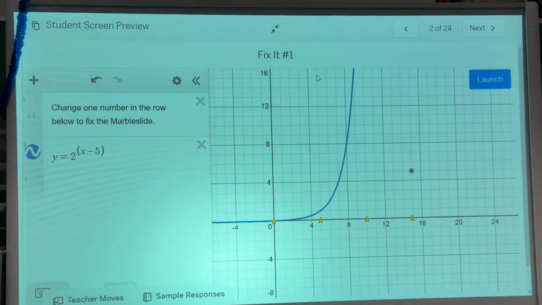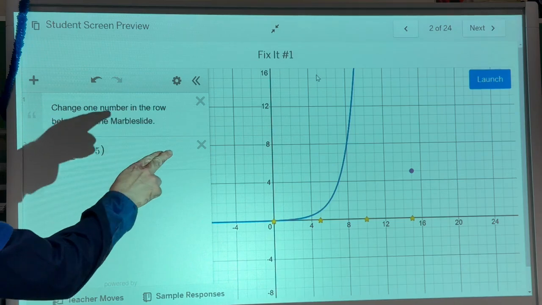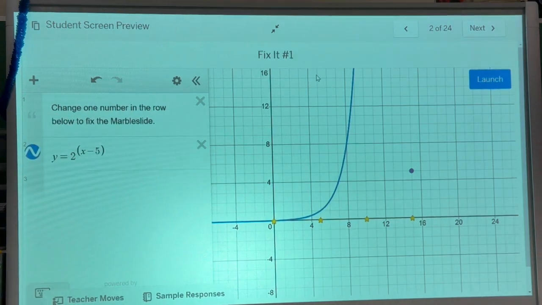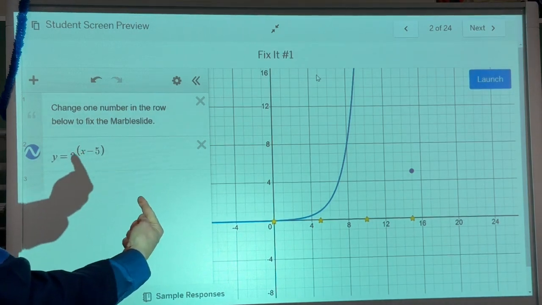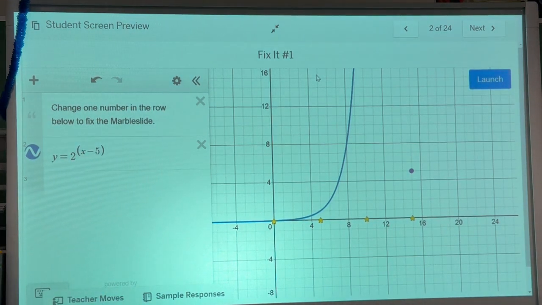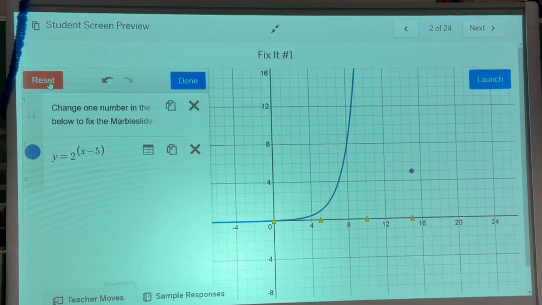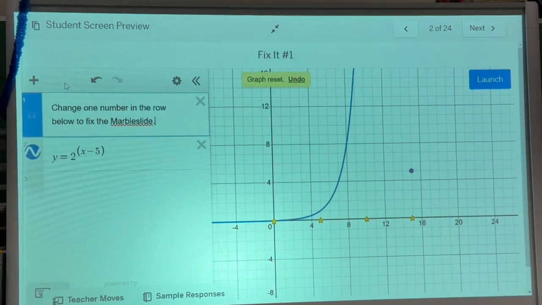First one that you do, it says change one number in the row below to fix the marble slide. Maybe that's the 2. Maybe it's not supposed to be a 2. Maybe it's not supposed to be a -5. Maybe it's a +5 or a -3, or I don't know. Maybe it's not an x, maybe it's a 2x or a 1/2 x. So there's 3 places there it could be. If you totally goof up, you can always go here where it says edit list, and you can hit reset to start all over again.